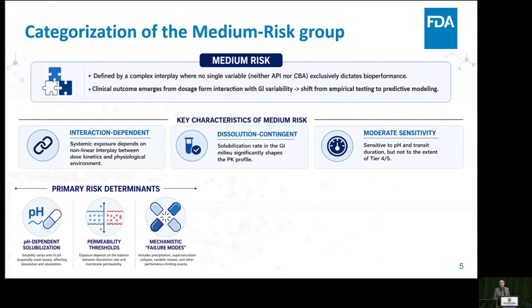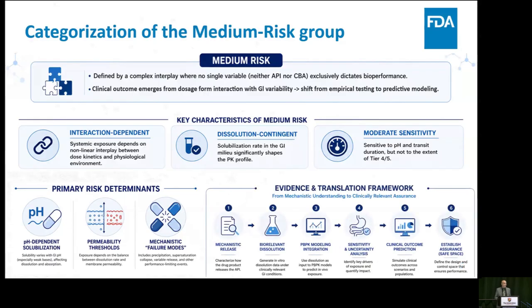And of course, our method should be sensitive to any failure of the drug product due to supersaturation or precipitation or dose dumping in this case. So now the big question is, what is the evidentiary package for a medium risk group? It has a group of tools, what we call a control strategy, ranging from an understanding of the critical material attributes and process parameters of our formulation.